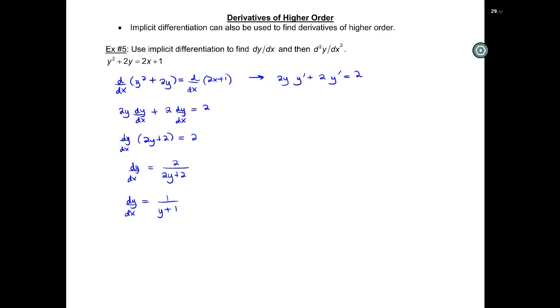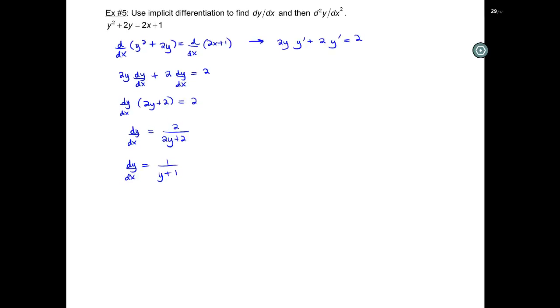Okay? All right. So for the derivatives of x, just think of 2x. We treat that normally. We treat all the x's normally. Okay. Now we want to do the second derivative.